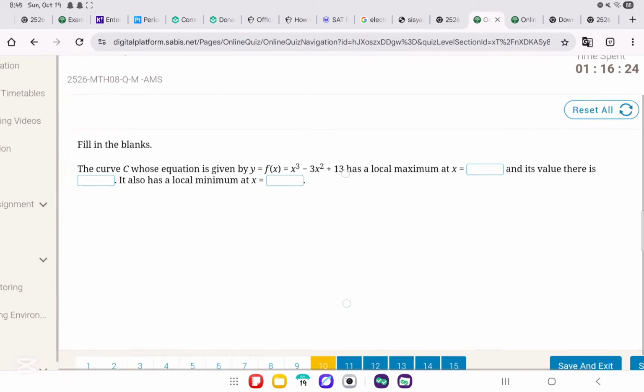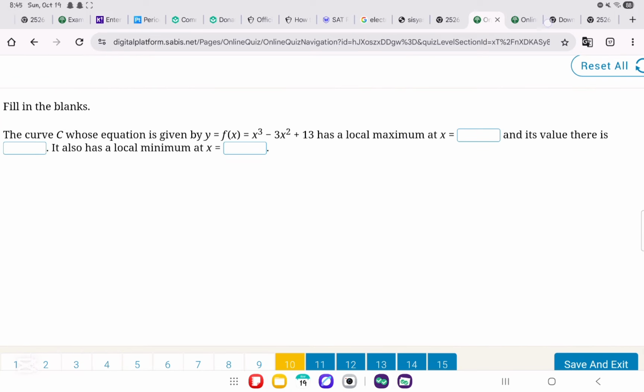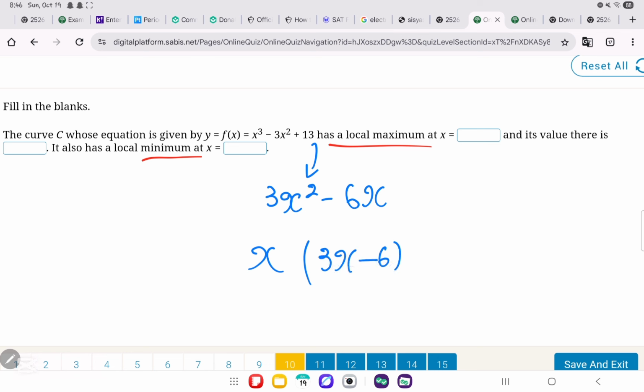The curve whose equation is given by this has a local maximum and local minimum. How do we find local minimum and maximum? First thing we need to do is take the derivative. So take the derivative of this. It's 3x squared minus 6x, right? So you can take x out as common. So x times 3x minus 6, that means the two roots are x equals 0 and x equals 2.